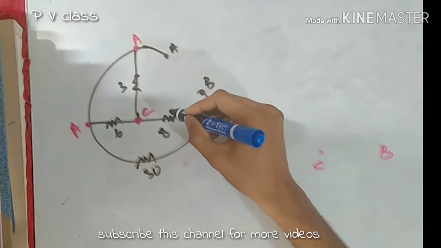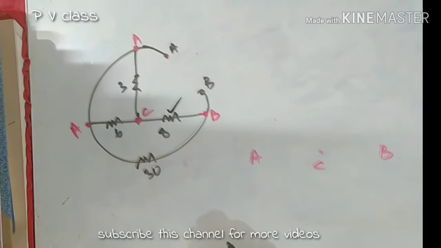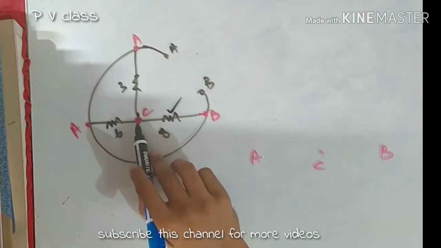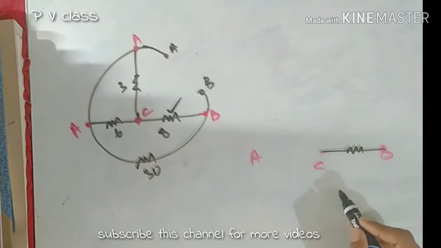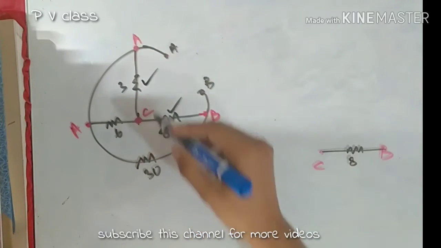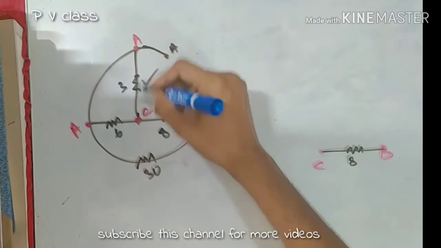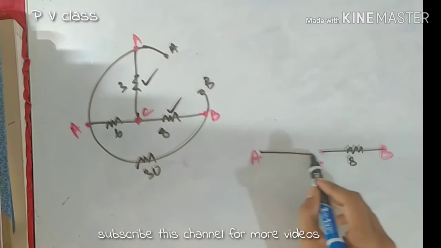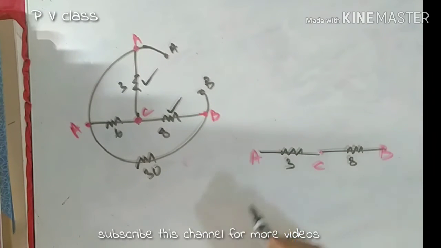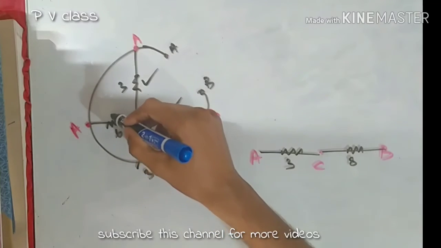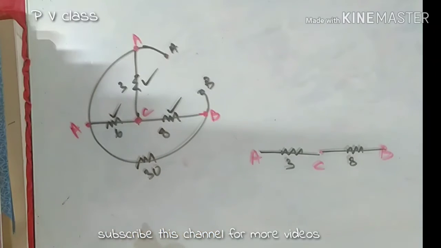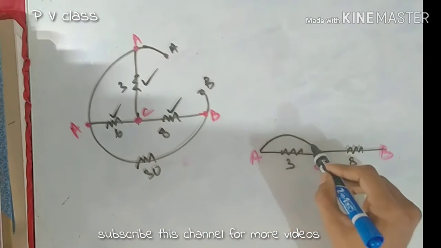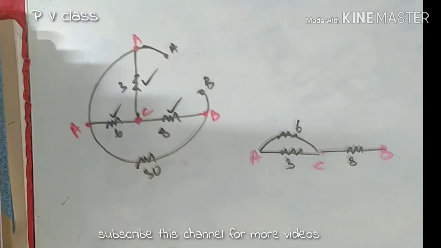That is, if we are considering a resistor like this, this 8 ohm resistor is connected between B and C. Then take this circuit. This 3 ohm resistor is connected between A and C. Then take this resistor. The 6 ohm resistor is also connected between A and C.